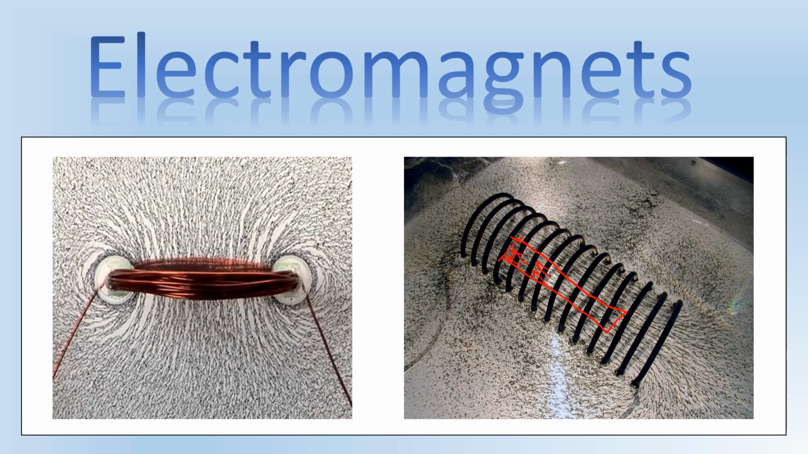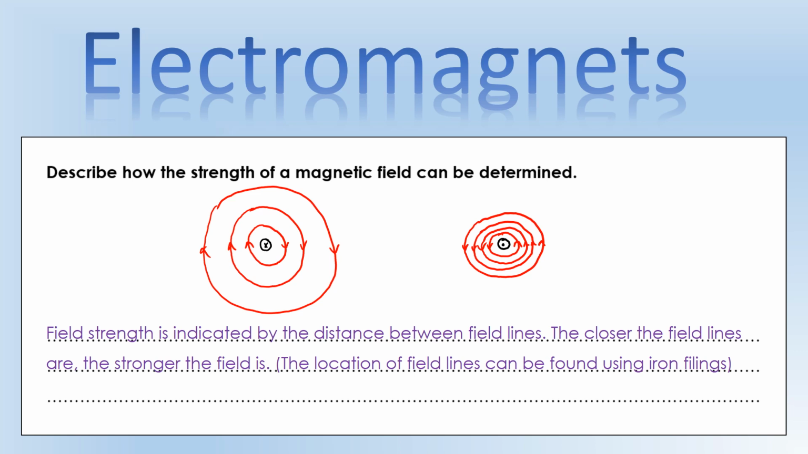Okay, so have a look at how we indicate the strength of our electromagnets. On the left, you can see an example of a weak field, and on the right, you can see an example of a strong field. You can see that on a strong field, the distance between field lines is shown as being much smaller. So the field lines are much closer together. And if we actually want to know where these field lines are, we can scatter iron filings around them. But that's how we show a weak and a strong field.